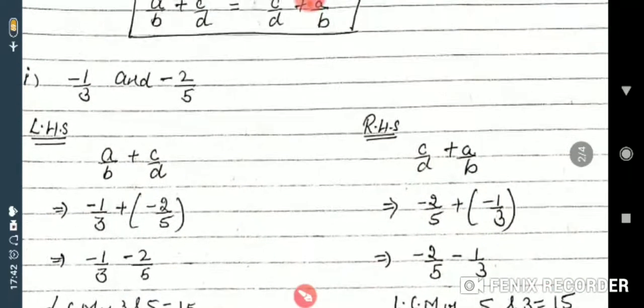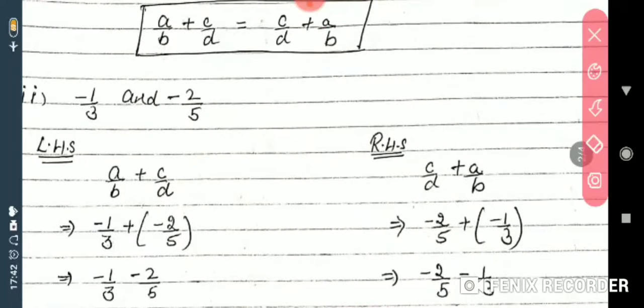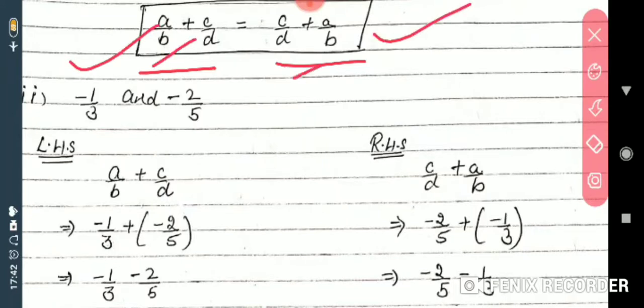Understood? What is the commutative law of addition? When two rational numbers are given and you have to prove that A upon B plus C upon D should be equal to C upon D plus A upon B. The first number is A upon B and the second number is C upon D.